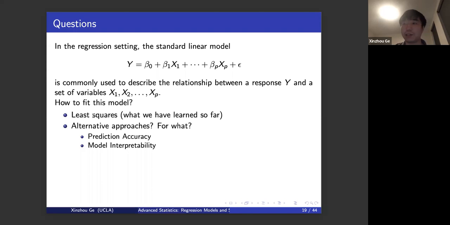We go back to the previous definition of least squares. We use least squares because we want to make sure that the predicted value is as similar to the actual value as possible. But sometimes that may not be the only thing we care about. For example, you may care about prediction accuracy and model interpretability. If we also want to consider these two things, we may change our target, and it will lead to some other models which can fit these requirements.